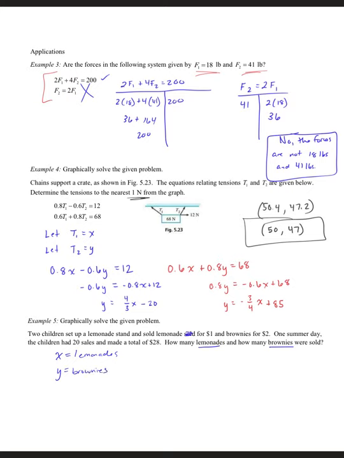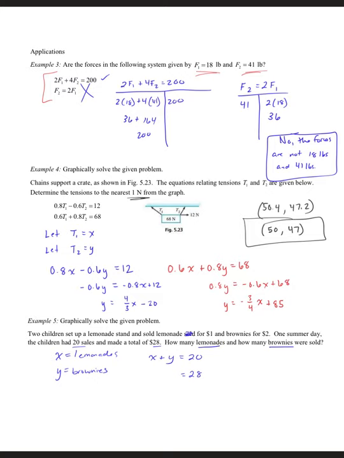Now, in order to solve for two variables, we know we have to have two equations. So we need to set up two equations. It tells us that there were 20 sales total, which means if we take all the lemonades and add it to all the sales of the brownies, we get 20 sales total. We also know that they made a total of $28. So I'm going to go ahead and write that.